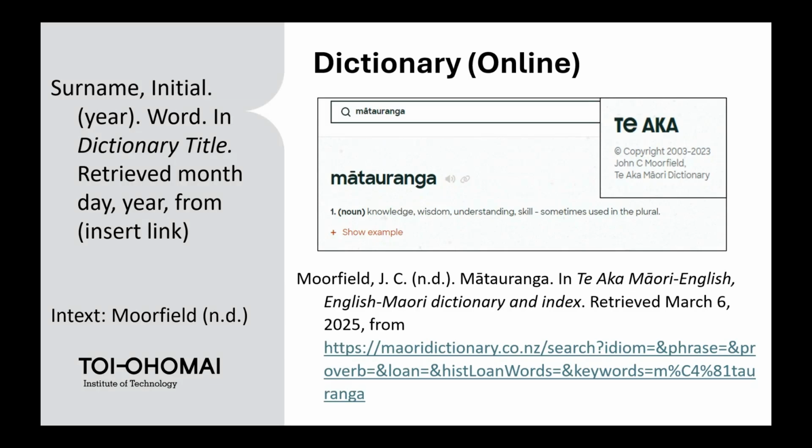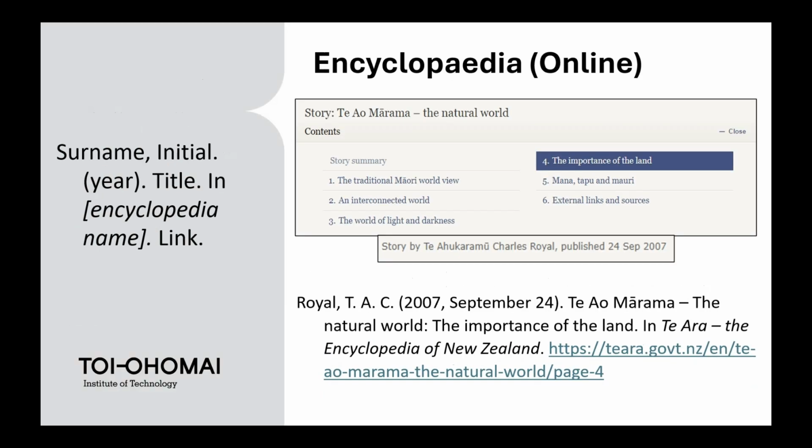We then put the name of the word, mā tauranga in this case. Then we would put the dictionary's full name in italics, Te Aka Māori English, English Māori Dictionary and Index. Given this information is likely to change, as someone could update it, we would put retrieved March 6, 2025 from and then provide the link. For our in-text citation, we are using Moorfield n.d.